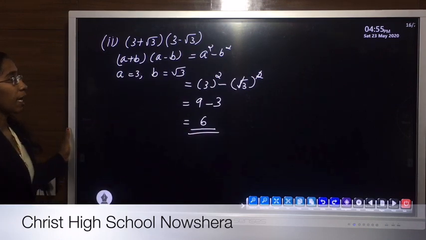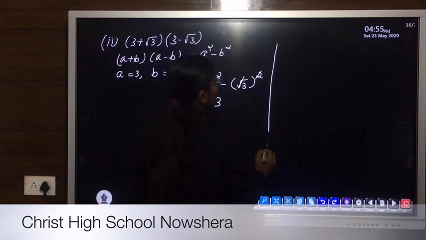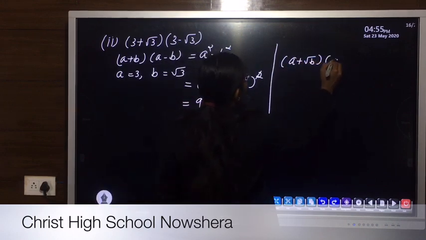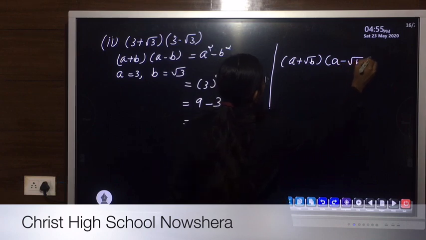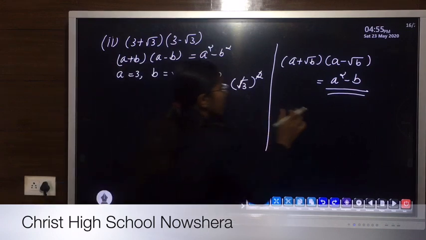Or we know that a plus root b into a minus root b, a square minus b. This equation: a plus root b into a minus root b equal to a square minus b. This is the direct application of this equation.